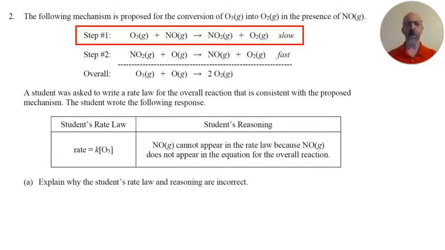So you might wonder, why did the student not include the nitrogen monoxide in their rate law? Well, here is the student's reasoning. The student claimed that since NO does not appear in the equation for the overall reaction, then NO cannot appear in the rate law. Well, we know that there is a mistake because in part A of this question it says, explain why the student's rate law and reasoning are incorrect.